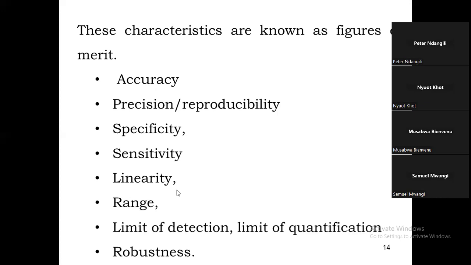The linearity, we're going to talk about that. The linear range, we're going to talk about that. We're going to talk about the limit of detection and limit of quantification, which is also in some books called limit of quantitation, and then the robustness of that particular analytical method. So we are going to discuss each of these briefly and see how they apply in analytical procedures.